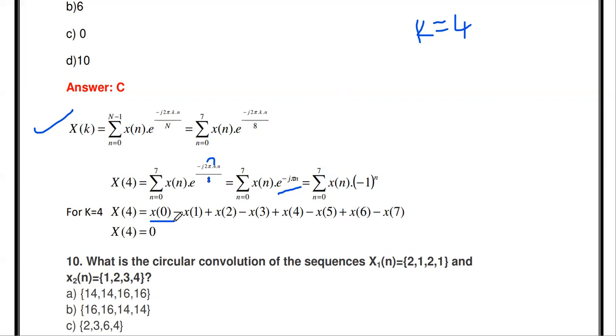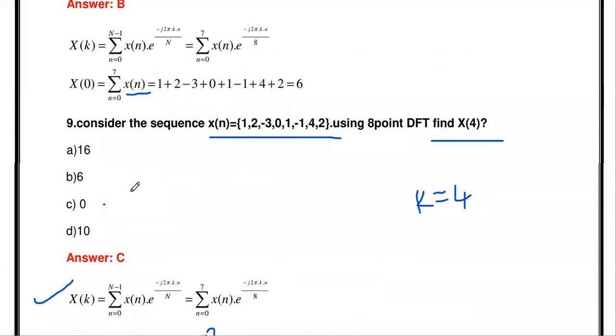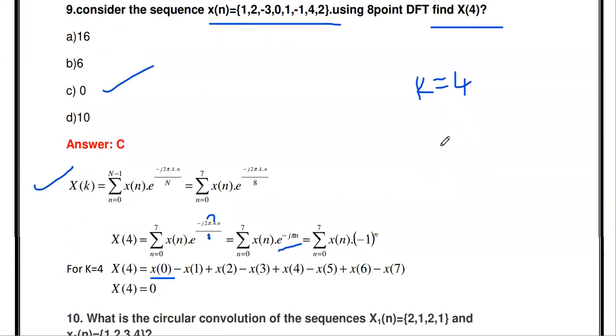So you just substitute all the values, and we will get the answer as 0. Alternatively, the first one plus 1 minus 2 plus minus 3, you alternately add and subtract the values, and we will get the answer as 0. So this is the way to find the center value X of 4. These are the properties of DFT.